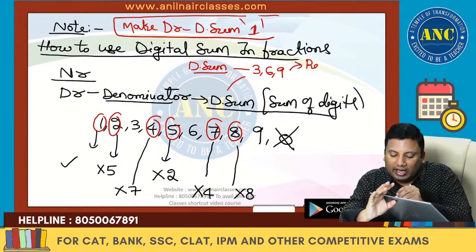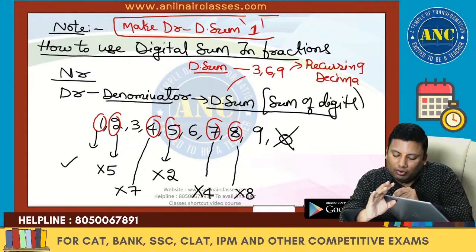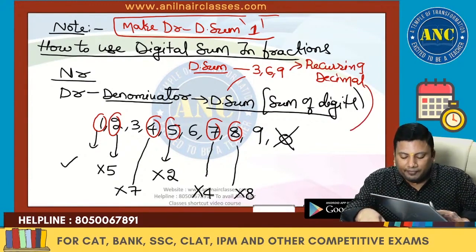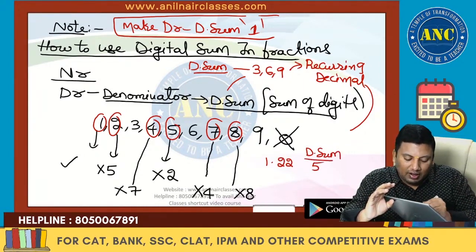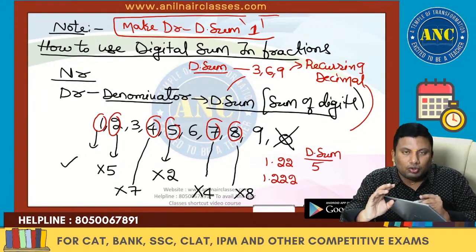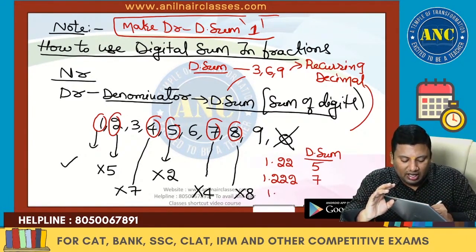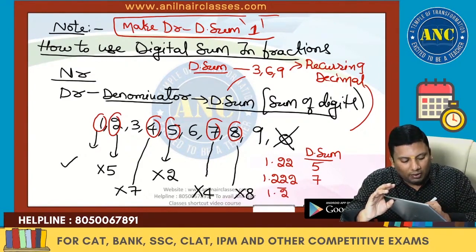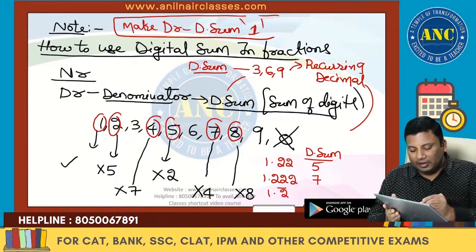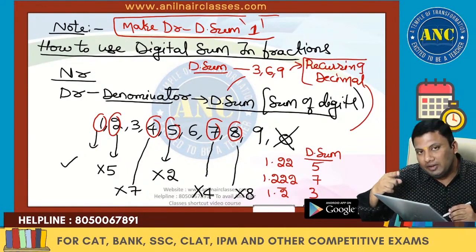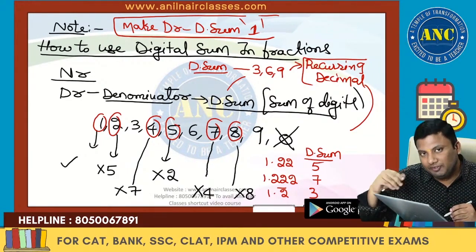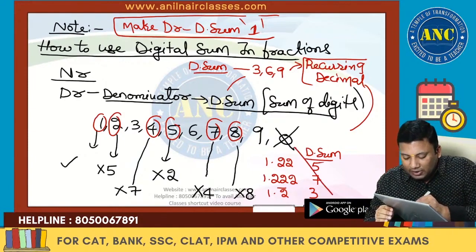this will give you recurring decimal. Suppose 1.222, the digital sum is nothing but 4 plus 1, 5. If it is 1.22222, 6 plus 1, it is nothing but 7. If I keep a bar, 1.2 recurring, it is nothing but 3. That means in a recurring decimal, how many times the digit is written, even though it is not written and kept a bar, if it is written once, twice, the digital sum is changing.